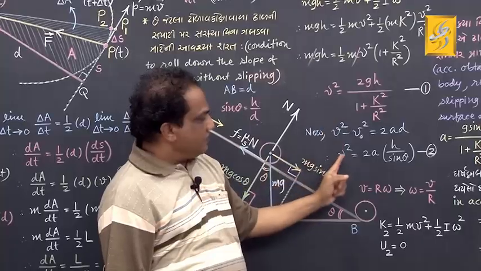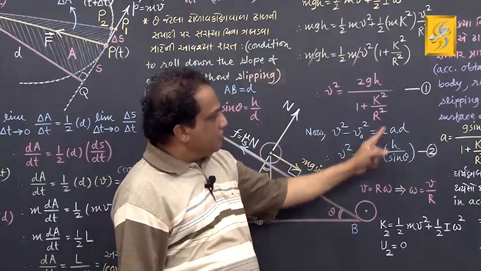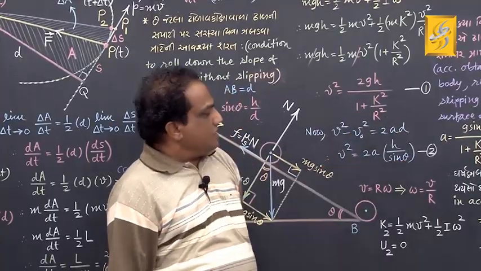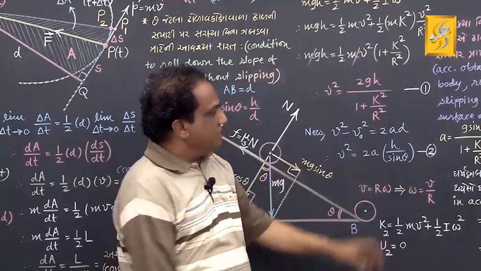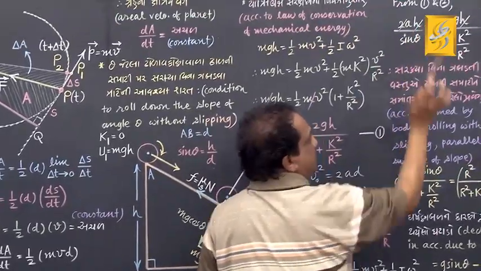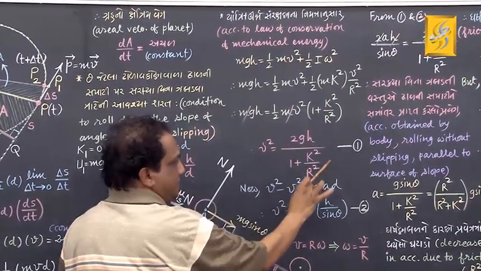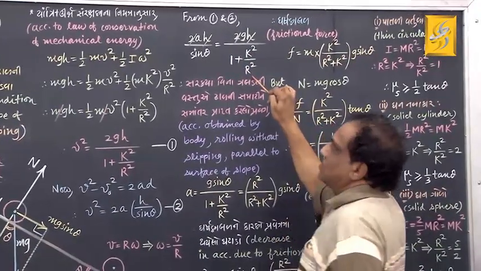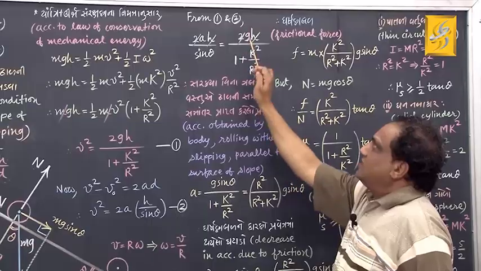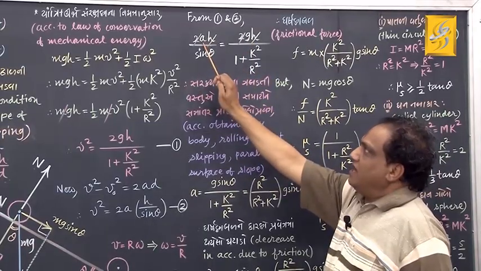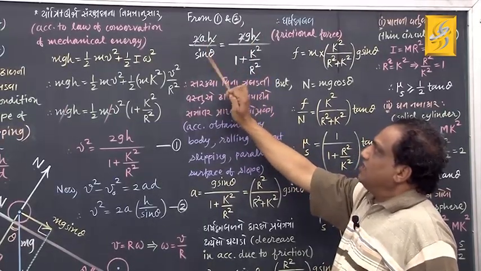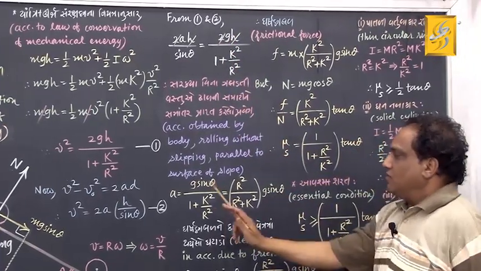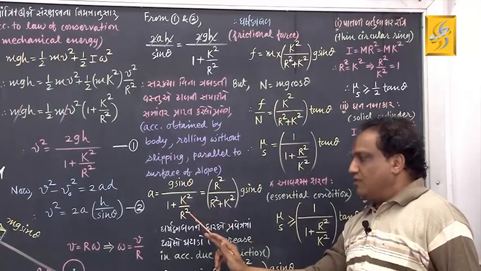And now match 1 and 2. Left hand sides are the same, so right hand sides also must be the same. 2ah upon sin theta should be equal to 2gh upon 1 plus k square upon r square. h is common, 2 is common. Find out a. Transfer this. So it will be g sin theta upon 1 plus k square upon r square.